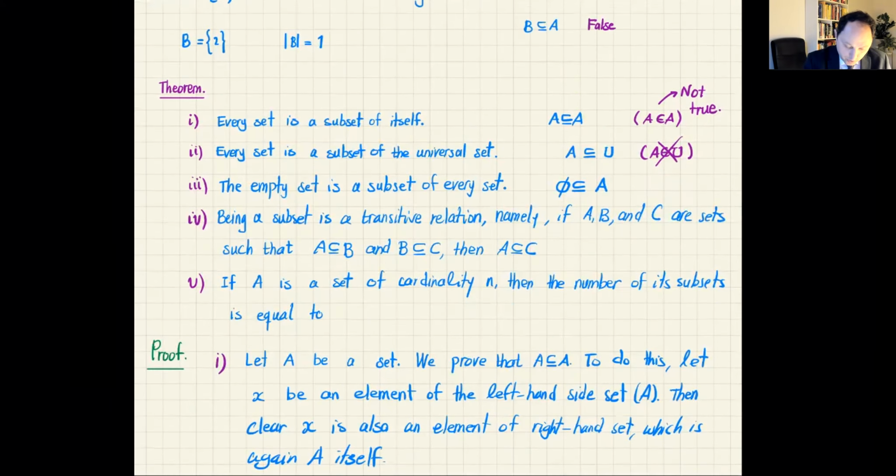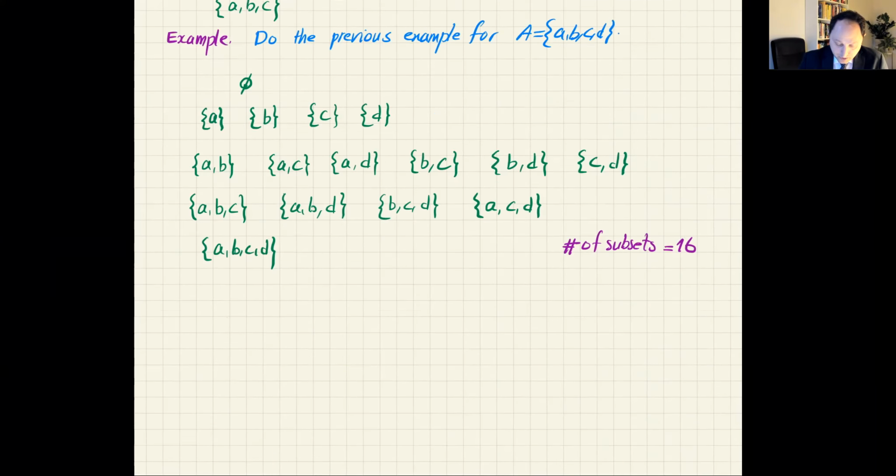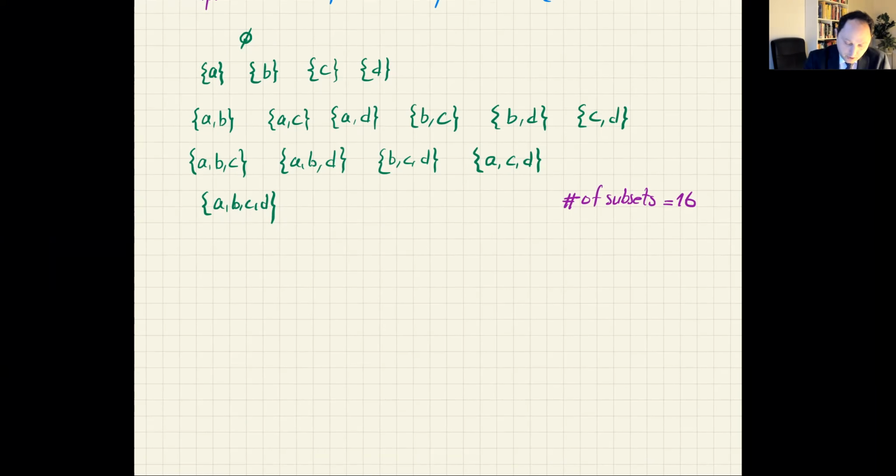So I would write that if A is a set of cardinality n, then the number of its subsets is equal to 2 to power n. I want you to know about this, but the proof will come later. Okay, let me just mention a definition here. So definition.